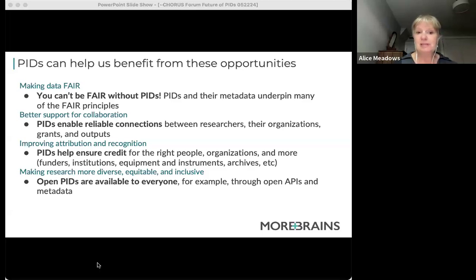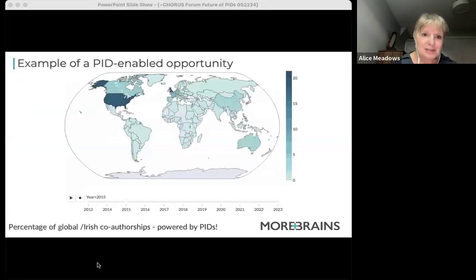And open PIDs are available to everyone. So for example, ORCID and Crossref and DataCite and some of these other open PID organisations have APIs that are open, their metadata is open, and that means that everybody can benefit from them. And I'm hoping the animation works. This is an example from some work that we've been doing for the National PID Strategy in Ireland. This demonstrates the percentage of global Irish co-authorships, and it's powered by PIDs. We plug the PIDs in and it shows up over time where the different global collaborations are happening between Irish authors and those in the rest of the world.